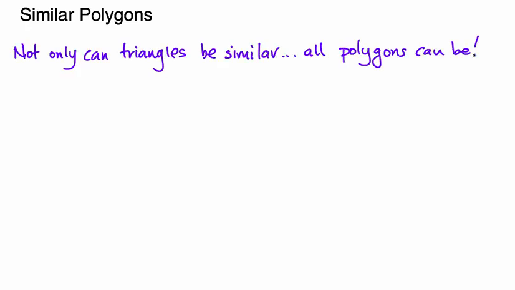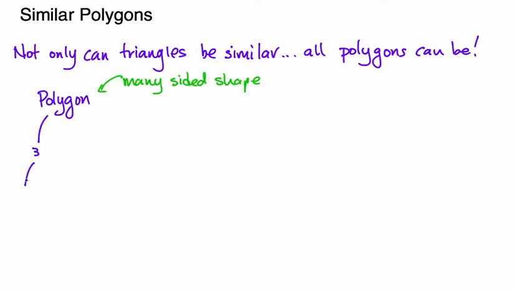Not only can triangles be similar, all polygons can be. So let's just take a quick look at what I mean by a polygon. The definition is basically a polygon is a many-sided shape. And so we've been looking at polygons with three sides. Those are called triangles. And there's a few different kinds of triangles.